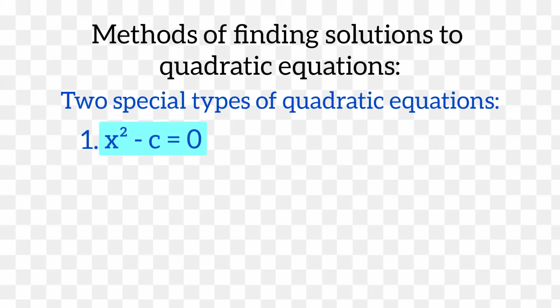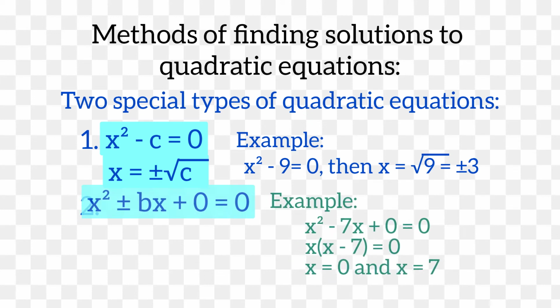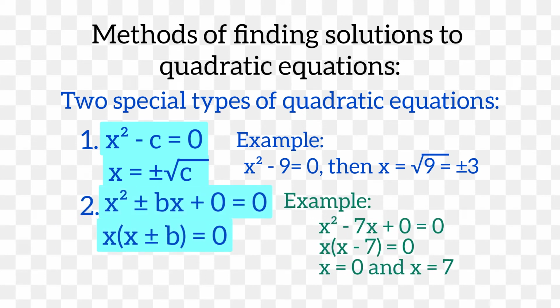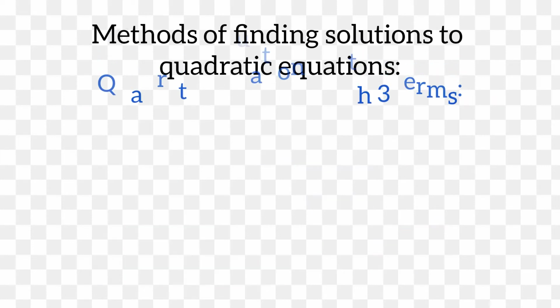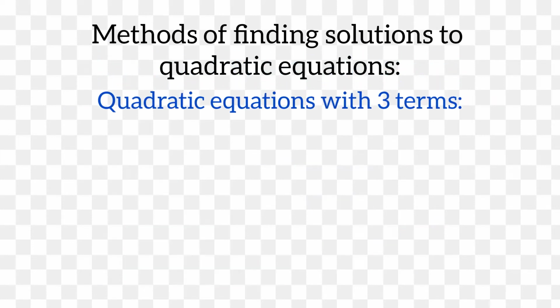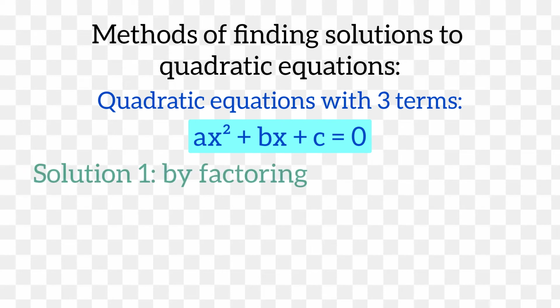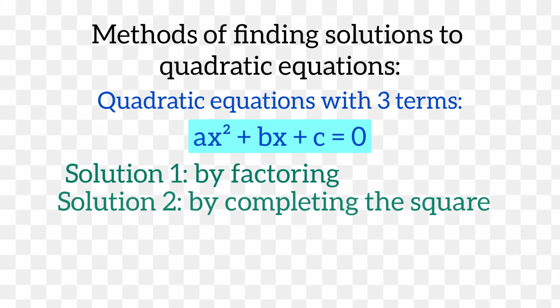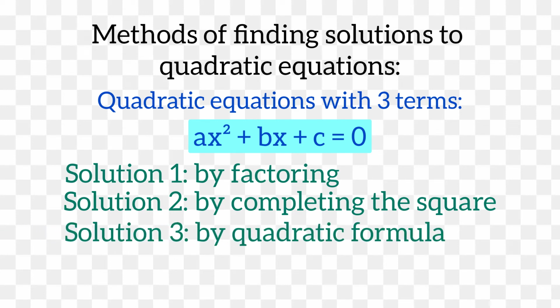In type 1, the solution to the equation can easily be found by taking the square root of c as shown. In type 2, the solution to the equation can be found by factoring out x. Methods of finding solutions to quadratic equations with three terms of the form ax² + bx + c: the first solution is by factoring. The second solution is by completing the square. The third solution is by using the quadratic formula.